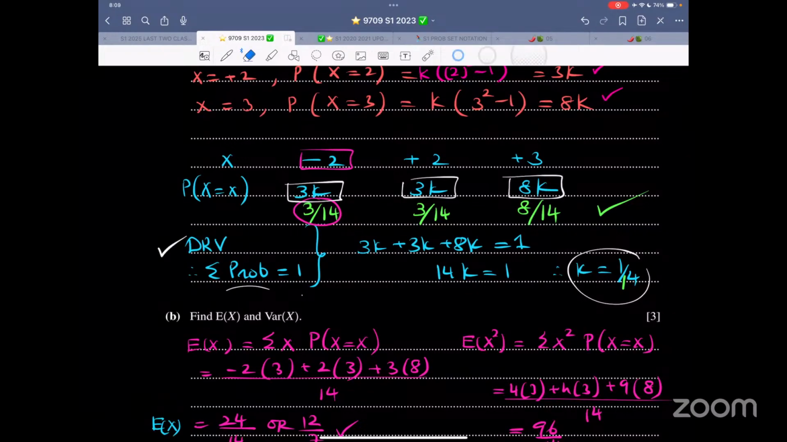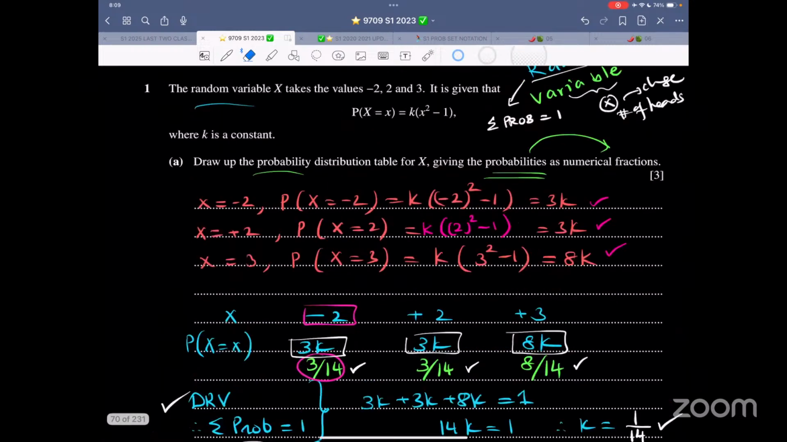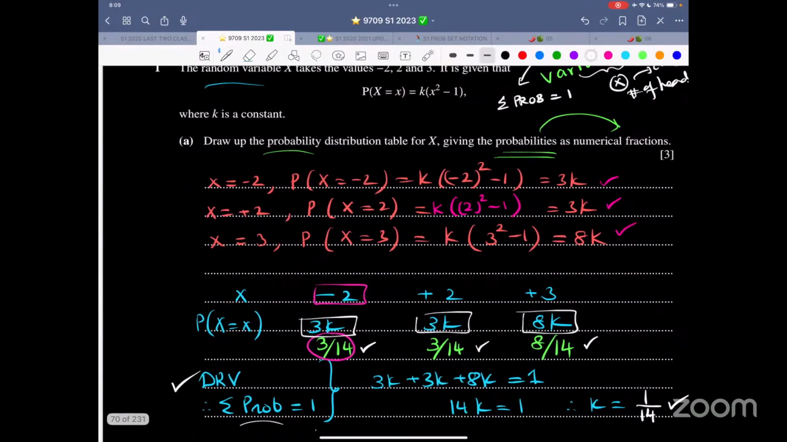So maybe I made a mistake initially. I wrote 1 over 4. So always check your working. K is 1 over 14. Therefore, 3k is 3 over 14. 3k is 3 over 14. 8k is 8 over 14. Again, do not reduce the fraction. That is written in bold letters from my side. Do not reduce fractions. Why? Because fractions are beautiful. Fractions are supreme.